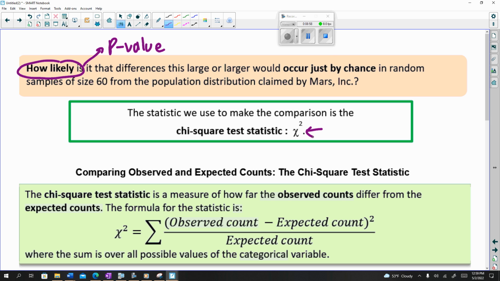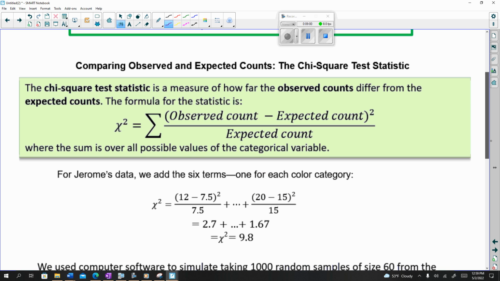To get the chi-squared test statistic, you want to know how off your observed count is from what's expected. If your observed equals your expected, then observed minus expected is going to be 0, because there's no difference, and your numerator is going to be 0. But if your observed and expected are totally different, you're going to have a large difference in your numerator for observed minus expected, and when you square it, it's going to be even bigger.